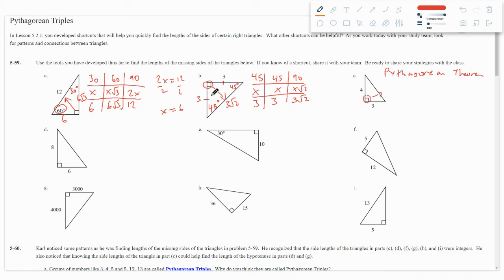And remember, with Pythagorean theorem, it's a squared plus b squared equals c squared. And so in this case, the hypotenuse here is c squared. And so we're going to go ahead and plug things in. 3 squared plus 4 squared equals c squared. And so when we calculate this out, we have 9 plus 16 equals c squared. 9 plus 16 is 25. And then we take the square root of that. So c is equal to 5. And that's the hypotenuse there.